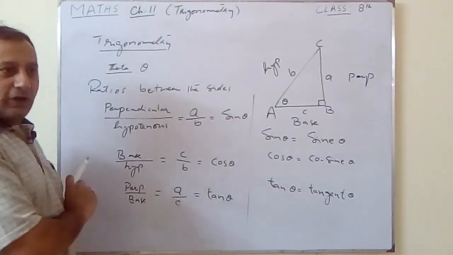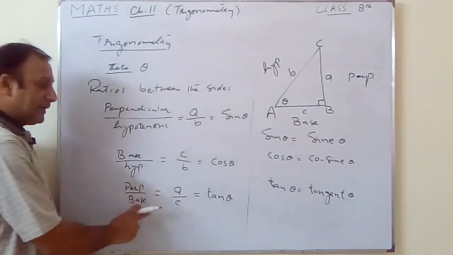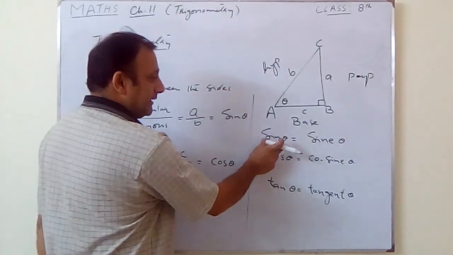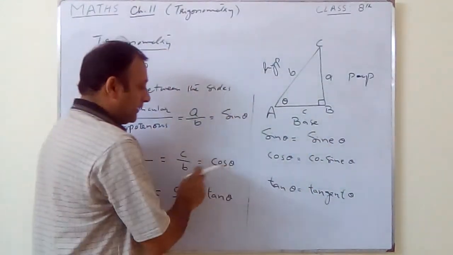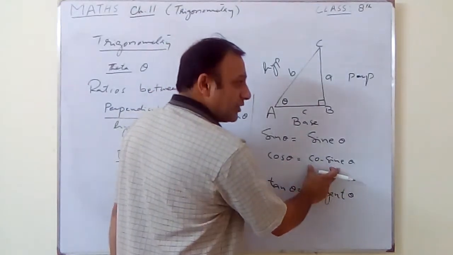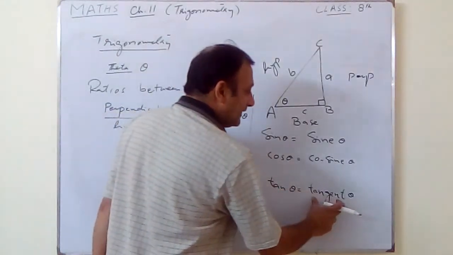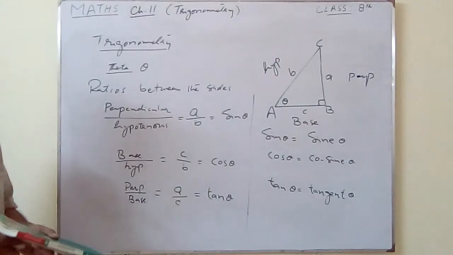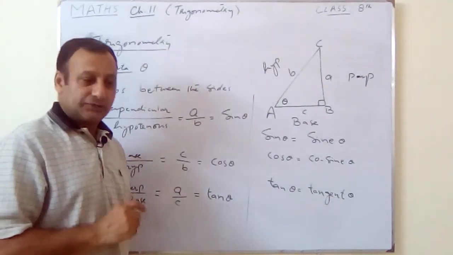Sin theta is perpendicular over hypotenuse, cos theta is base over hypotenuse, tan theta is perpendicular over base. We write sin, but the actual name is sine. We write cos, but actually it is cosine. We write tan, but actually it is tangent. So these are the names of the three basic ratios of the sides of a right angled triangle.